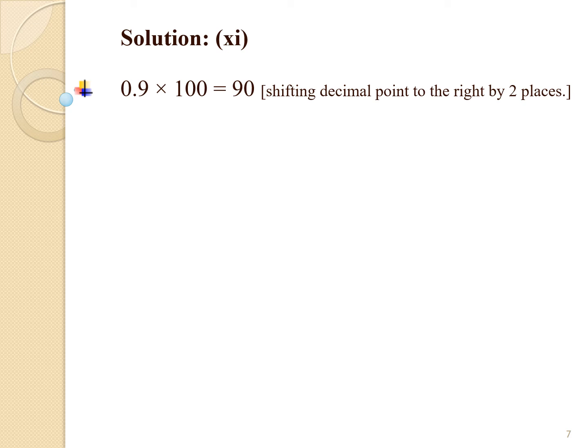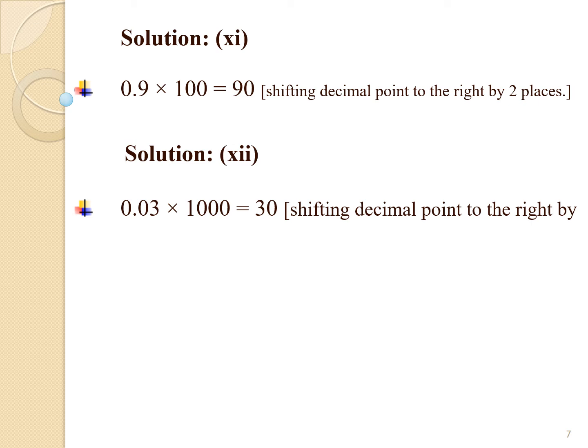Now let us solve sum number 12. 0.03 into 1000. Shifting the decimal point 3 places to the right, we get 30. Thus 0.03 into 1000 is equal to 30. Students, solve the remaining sums by yourself.